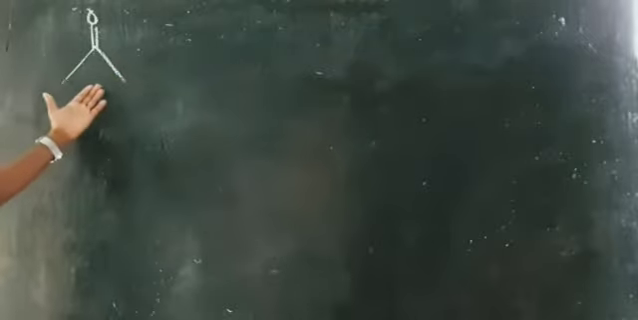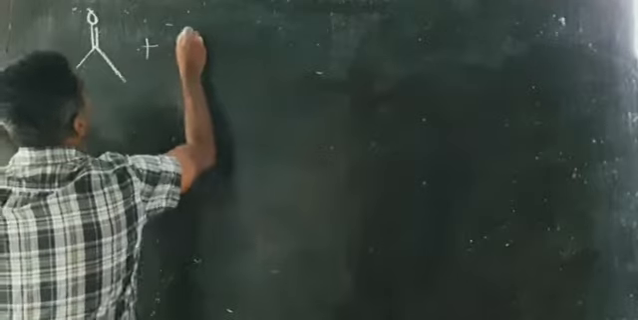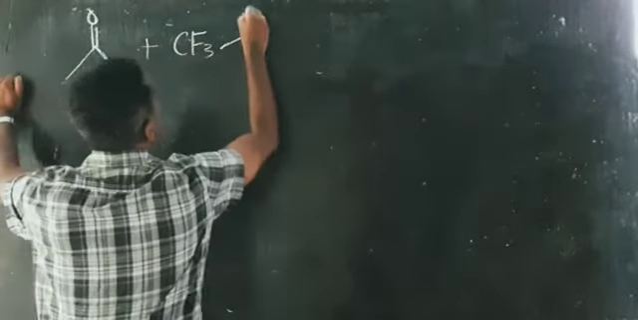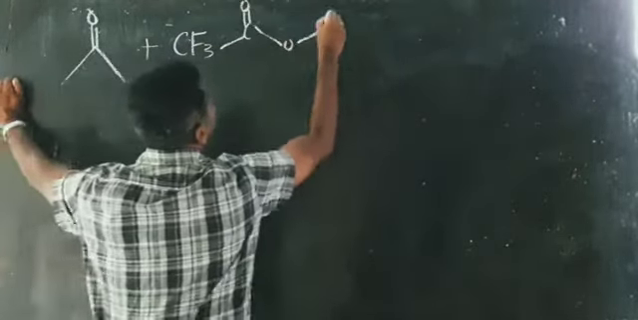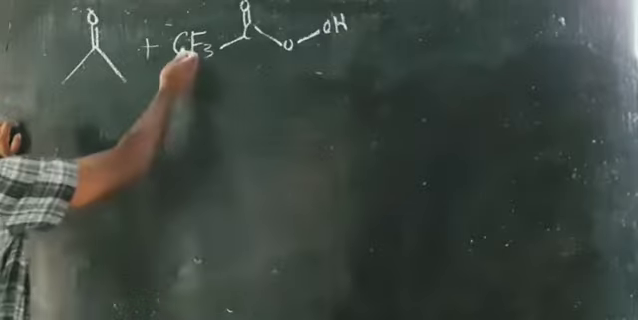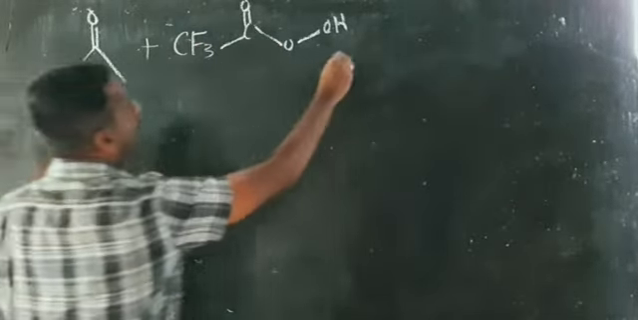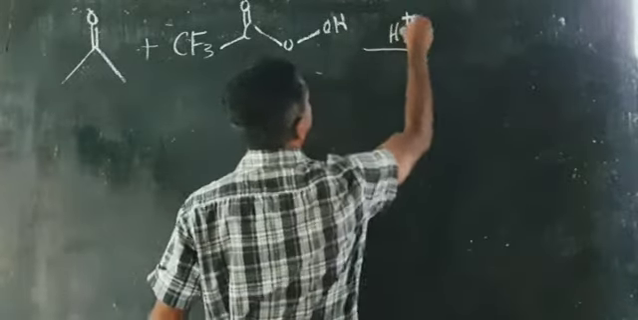This is a ketone, CH3 acetone. Acetone reacts with CF3C double bond OOOH, this is trifluoroperoxyacetic acid, or you can take peroxyacetic acid, CH3C double bond OOOH, in the presence of H plus. Look at here, what we are getting.